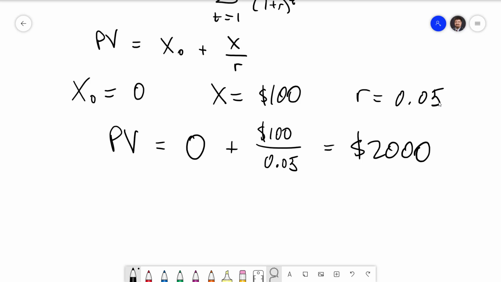Note that this is an infinite income stream, but the present value is not infinite. It's $2,000. Even though we will never stop receiving money, from the perspective of right now, money received 100 years from now is not worth very much. And so we end up with a finite present value.